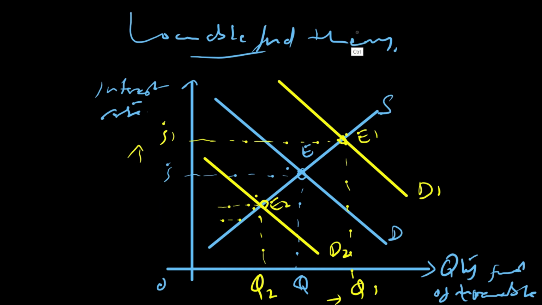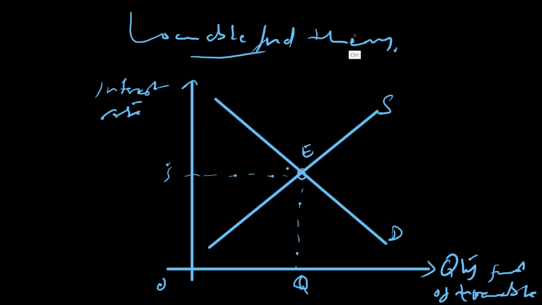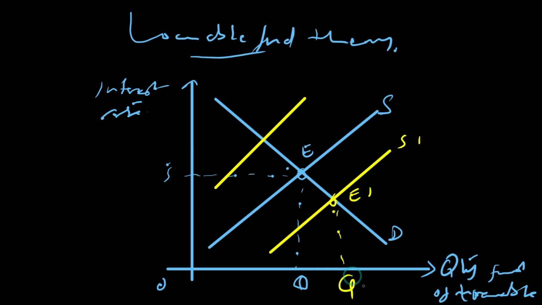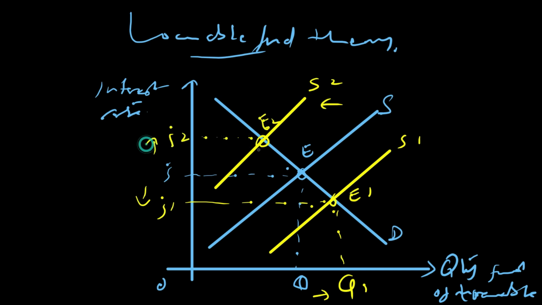And similarly, the examiner may ask questions about the changes in supply as well. So if there is an increase in supply of loanable funds, then the supply curve will shift to the right. So this is supply of loanable fund, and if there is a decrease in supply of loanable fund, then supply will shift to the left. So if supply increases, equilibrium will move to E1, quantity of loanable funds will increase to Q1, but interest rate will fall to I1. And in case of a fall in supply of loanable funds, equilibrium will move to E2, interest rate will rise to I2, and quantity will fall to Q2.